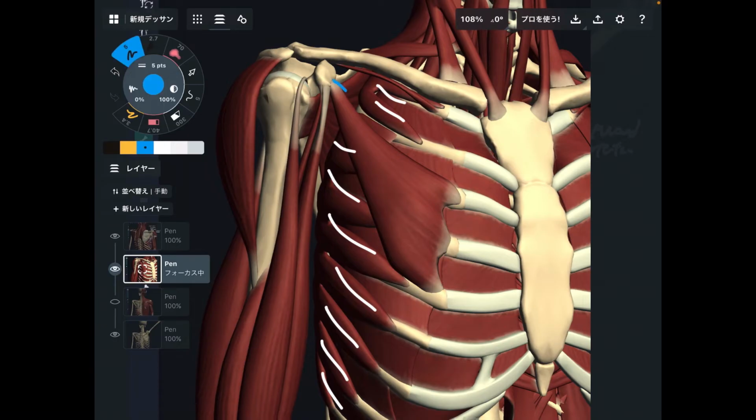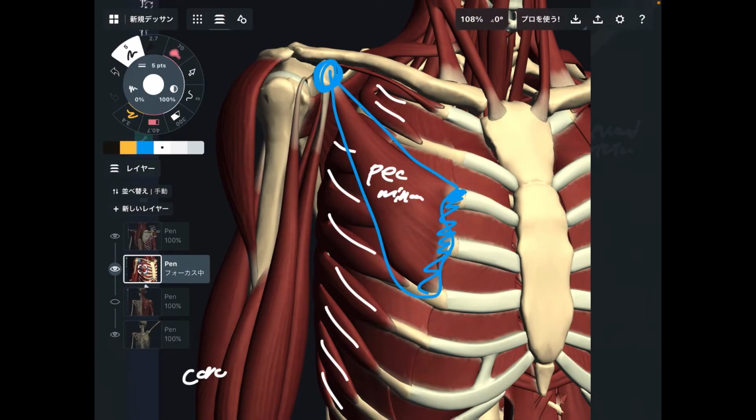Next one is this one. This is pectoralis minor or pec minor. This guy attaches to ribcage, and this tiny bony prominent of scapula. This is coracoid process. Ribcage and coracoid process. That's about it. There's one more shoulder girdle muscle, but I will not talk about the last one in this video.